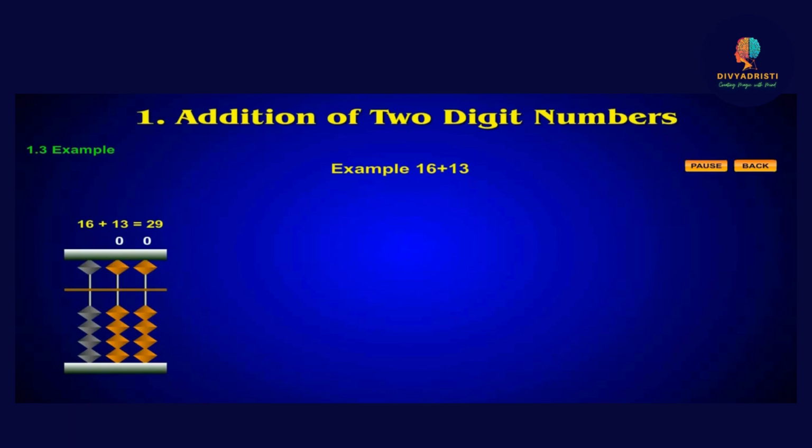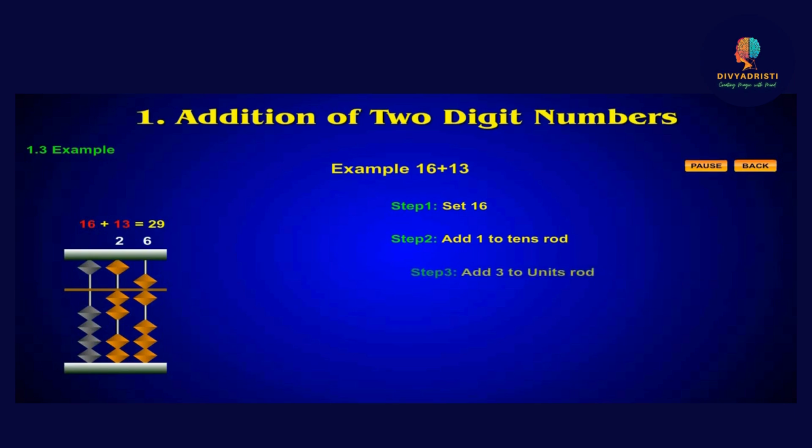Example: 16 plus 13. Step 1. Set 16. Step 2. Add 1 to tens rod. Step 3. Add 3 to units rod. Step 4. Count the beads.